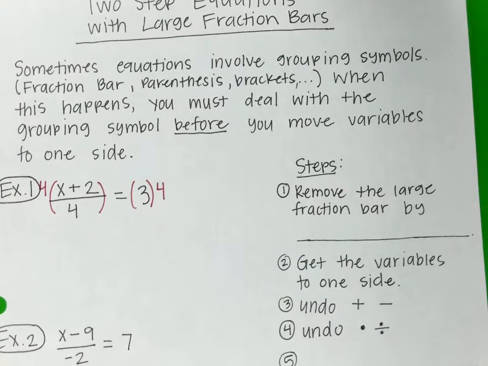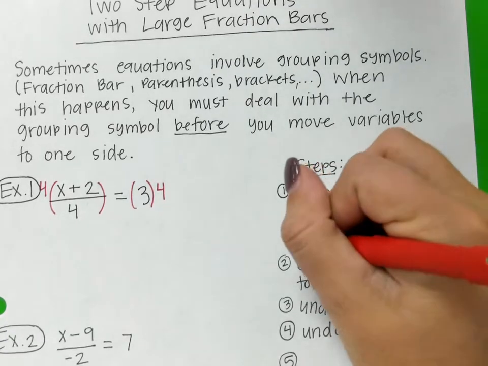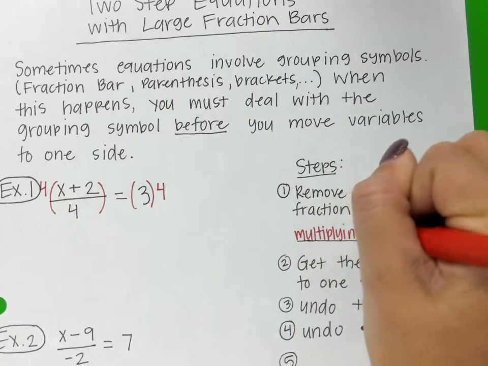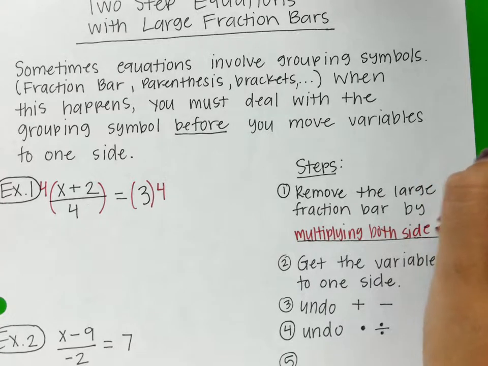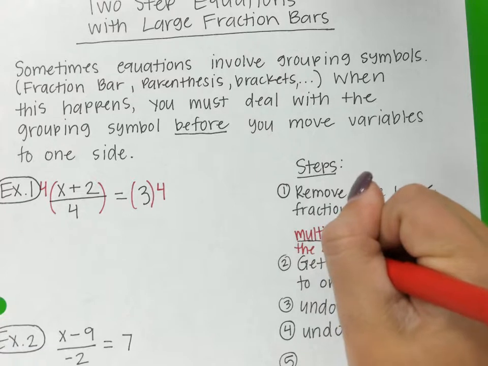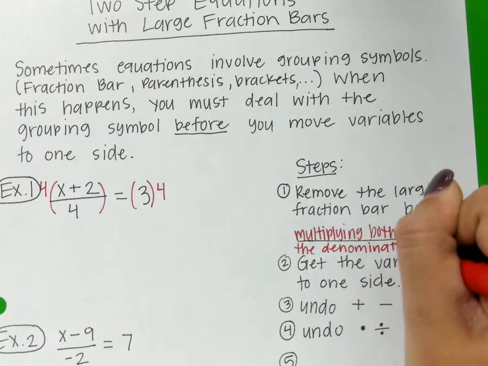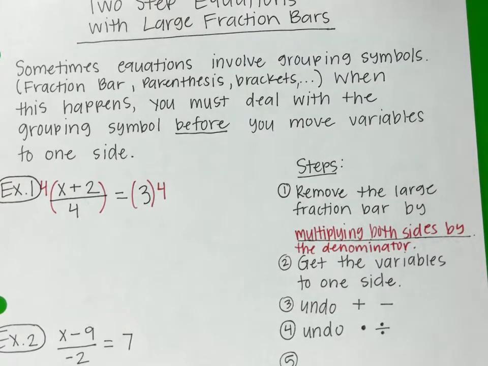So that's step number 1, fill in that blank. Remove the large fraction bar by multiplying both sides by the denominator, which in this case is 4, but in every case it's not going to be 4. So we're going to get rid of that large fraction bar by multiplying both sides by the denominator.